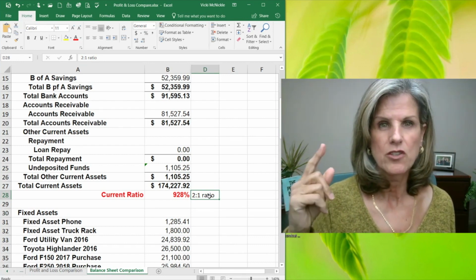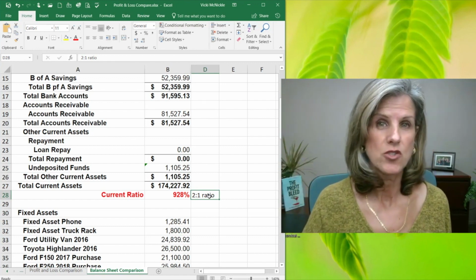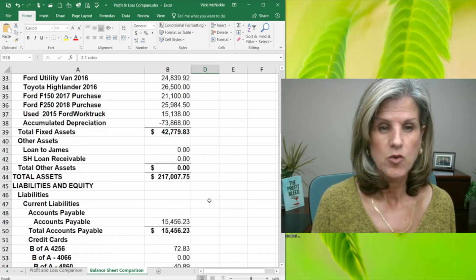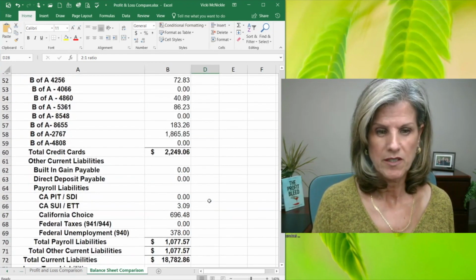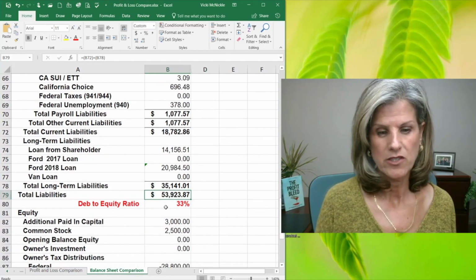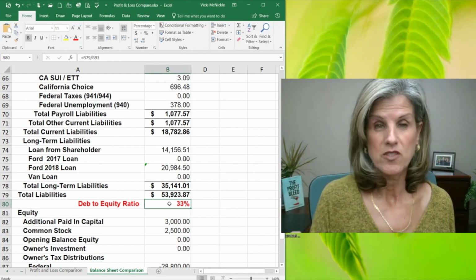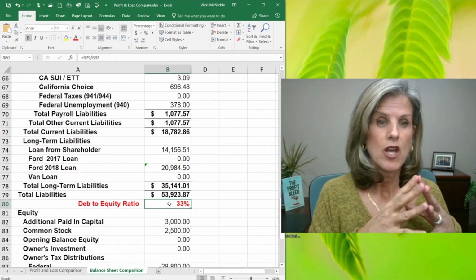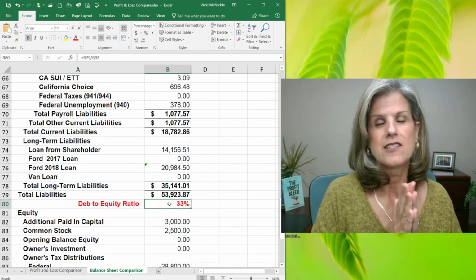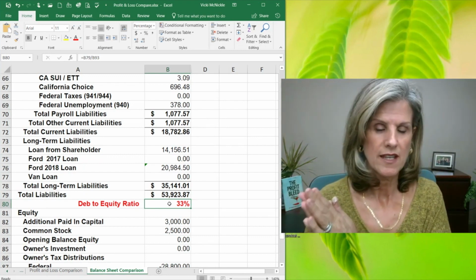So the current ratio is current assets divided by current liabilities. You want that to be at least a 2-to-1 ratio. Twice as much assets as liabilities. And now the second ratio is what's called a debt-to-equity ratio. And that ratio, you want it to be exactly the opposite. You want it to be that you have less than 2 times the amount of liability compared to equity.